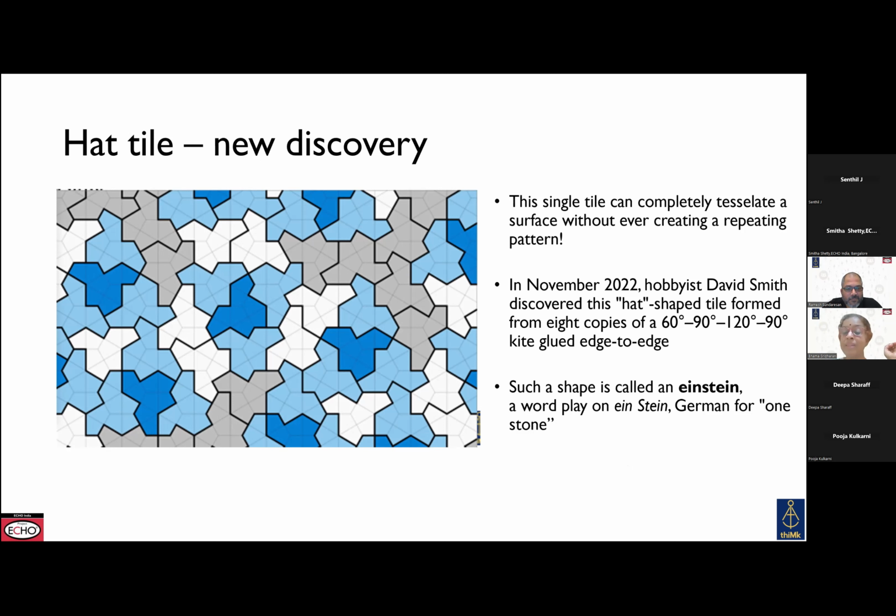by David Smith, and it's called Einstein. It is a 13-sided shape. Ein means one in German, and Stein means stone. Apparently, with this one tile you can create an aperiodic tiling. The pattern never repeats.